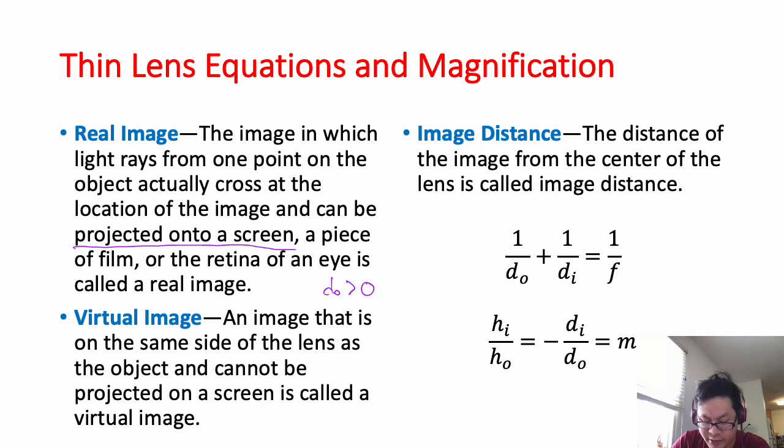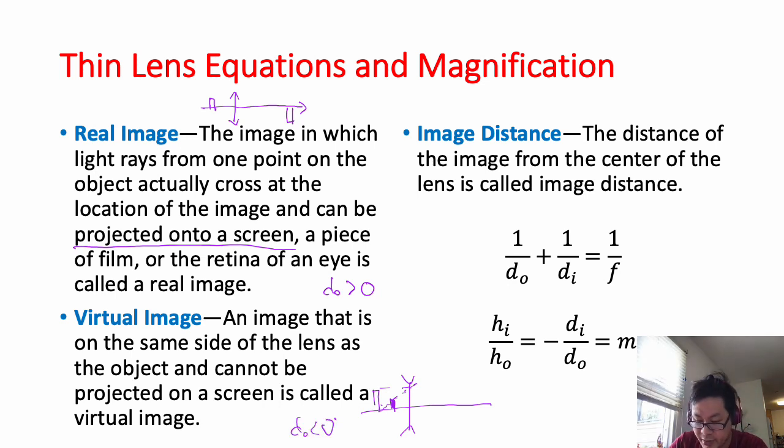A virtual image is the image that is on the same side of the lens as the object and cannot be projected on a screen. Which means something like this: with a convergent lens, the object here, and maybe we'll collect the image here. But for a virtual image, with a divergent lens, if we place the object here, we can have the smaller image here. It's a virtual image, on the same side of the lens.